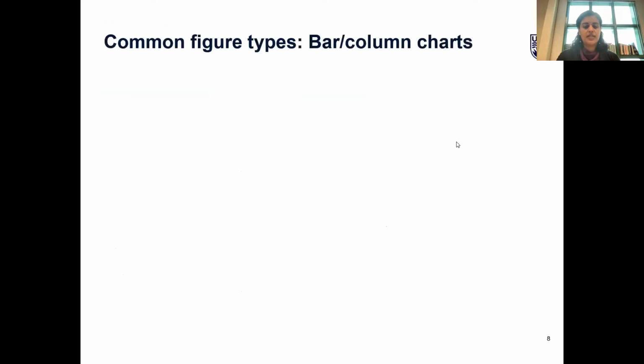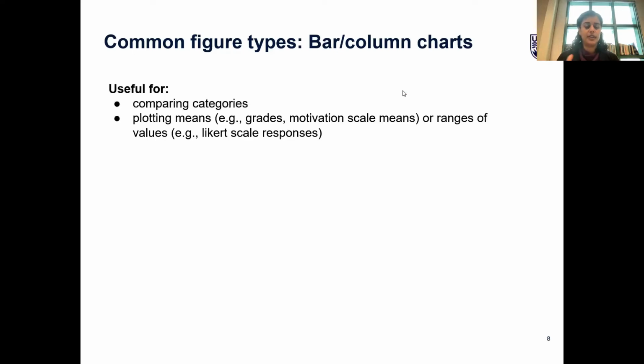So we'll move into talking about one of the most common types of figures. So we're going to talk about bar and column charts first. And bar and column charts in general are most useful for comparisons. So they're most useful when we're comparing different categories, when we have categorical data.